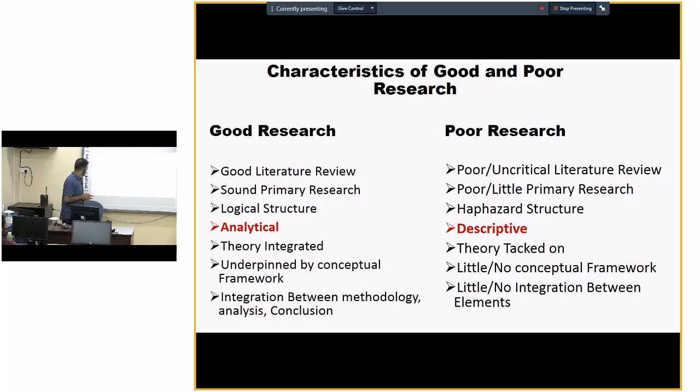The integration between methodology, analysis and conclusion, right? In some research, the research problem asks a different thing. Then objectives go a different way, right? Then the conceptual framework identifies different variables. Then finally, the conclusion does not tally with the research problem. So we have to tally the objectives and the findings.